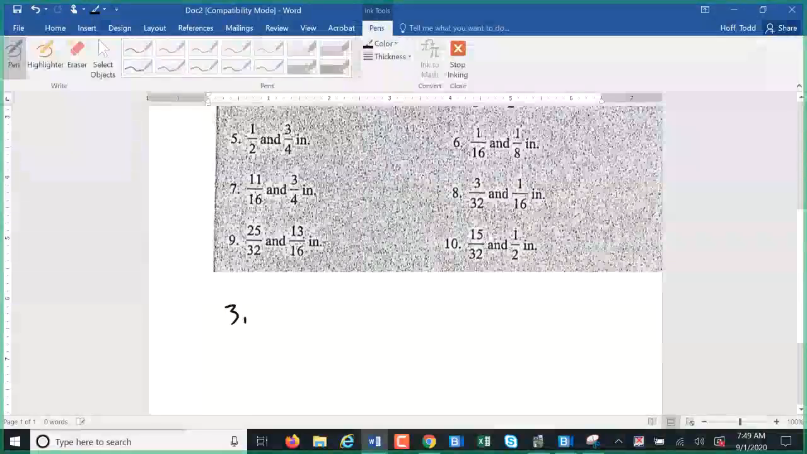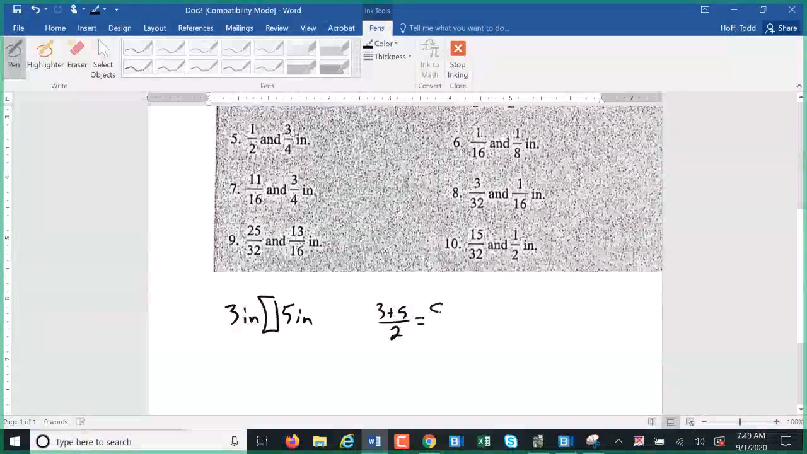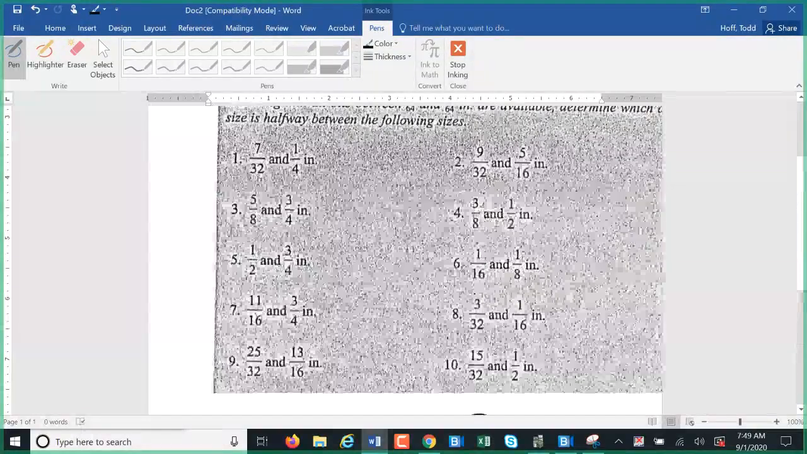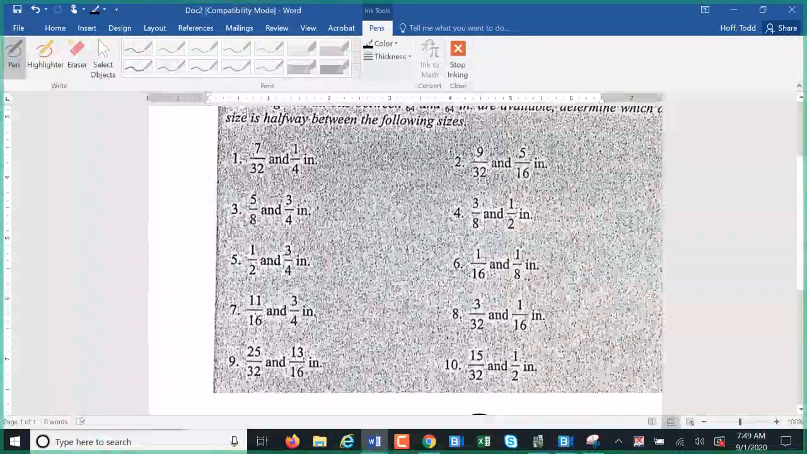For example, if I was using a 3-inch and a 5-inch tool, and I needed one right in between them, we know that all we would do is 3 plus 5 and divide by 2. That would give us 8 over 2, or 4. In fact, most of us could have picked out that 4 was right in between them. With fractions, of course, it's a little bit more work, but it's the exact same process.